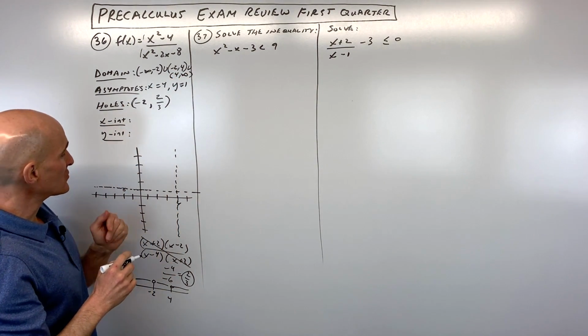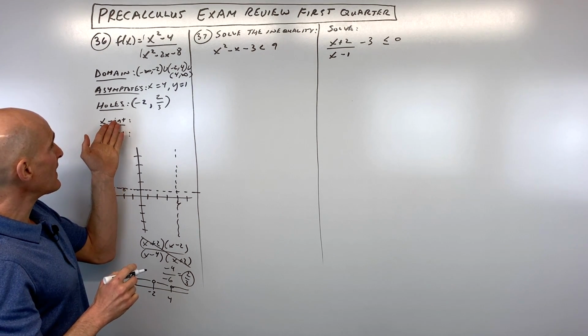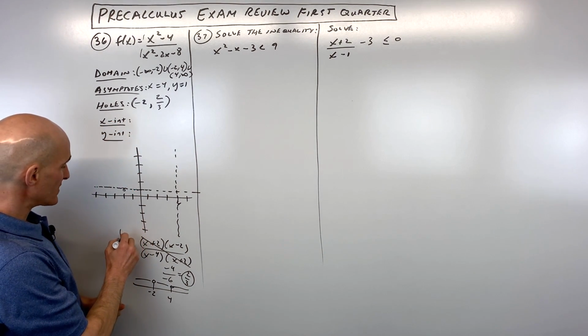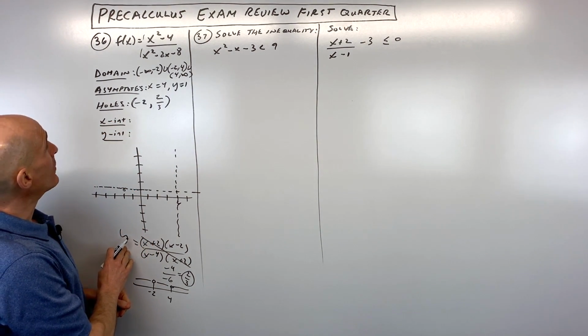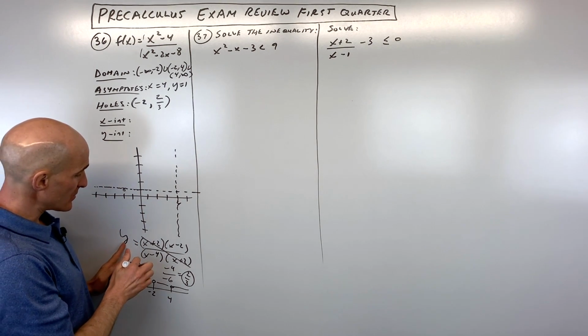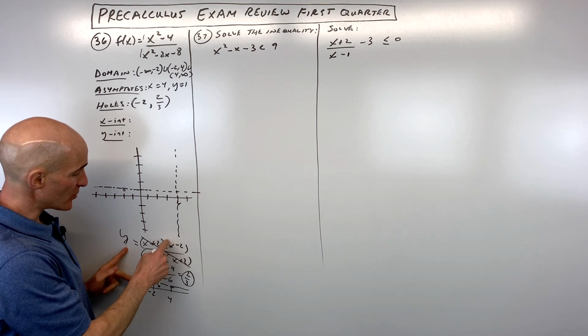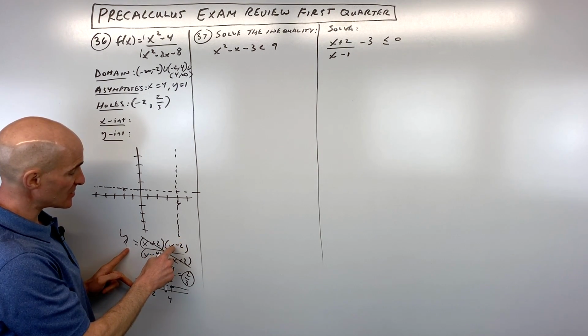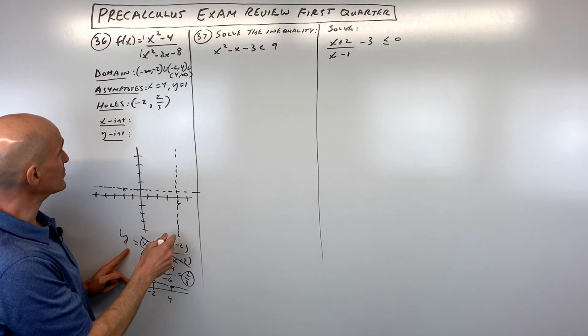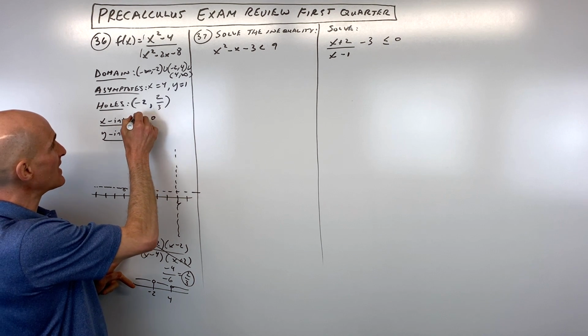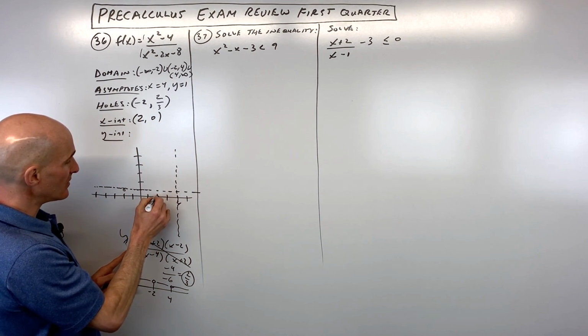Now as far as the x-intercepts go, if we want to find the x-intercepts, what we really want to do is set y equal to 0. The only way that y will be 0 is if the numerator of this fraction is equal to 0. So by setting the numerator to 0, x minus 2 is equal to 0, we get x equals 2. Our x-intercept is at 2, 0. So that's going to cross right there.